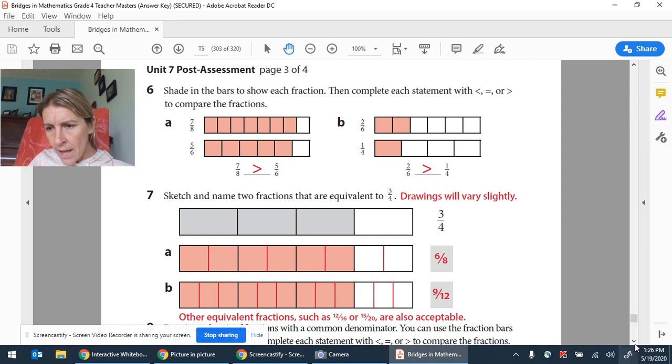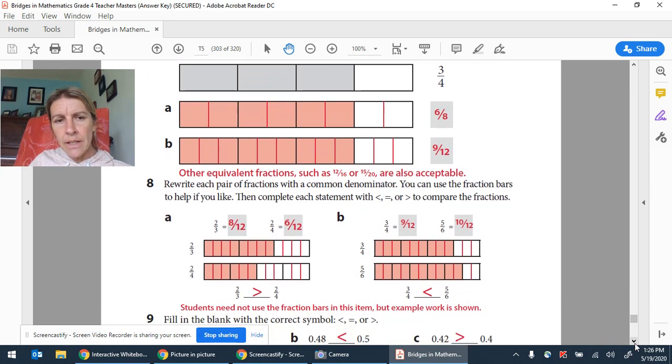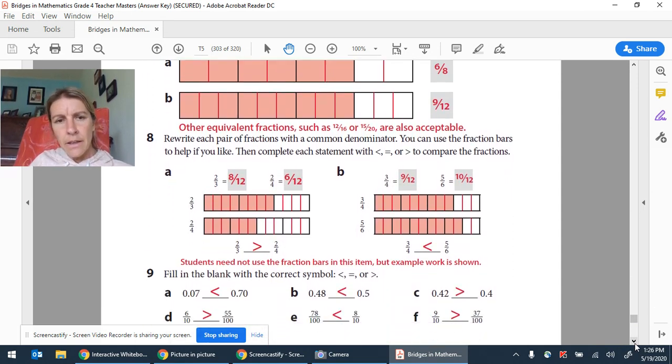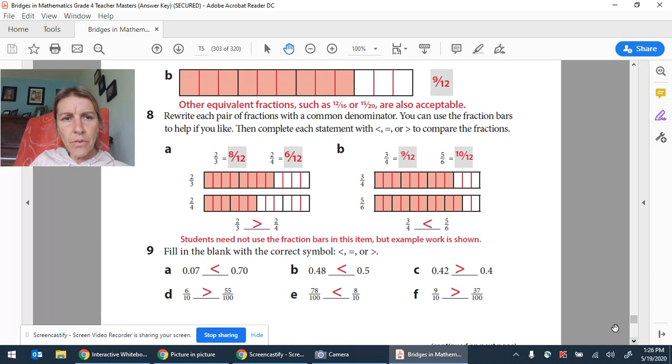All right, welcome back. Let's go down for 8 and 9. Here are the answers they were looking for on the test. So 8A looks like this, and you could have done a different common denominator. Some of you may have done 24. If you chose 12, this is 8/12, this is 6/12. So clearly 8 out of 12 is greater. So 2/3 wins.